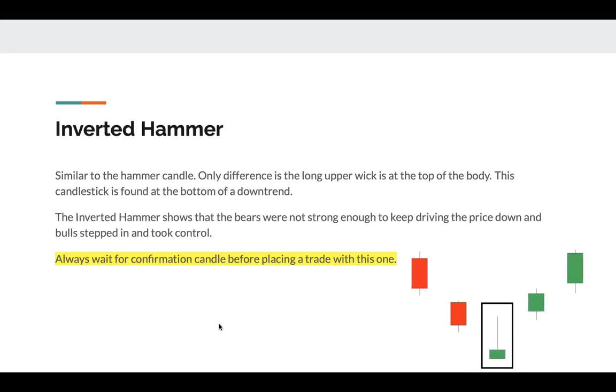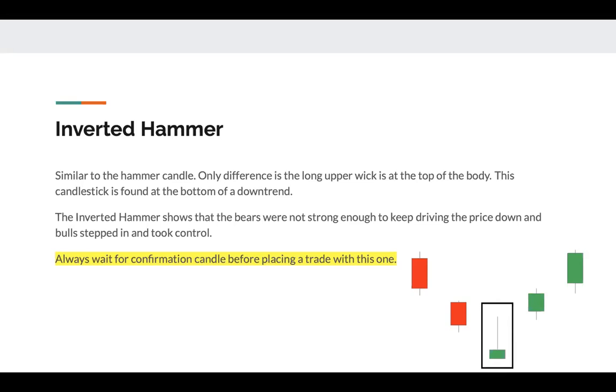I would basically say you always want to wait for this confirmation candle. A confirmation candle is basically the next candle. You will want the next candle to be green to confirm an inverted hammer. Put this in your notes. So remember, at the bottom of a downtrend, you notice the candlestick pattern, and then you get the confirmation. After this, I can show y'all an example, but we'll go over that in a minute.